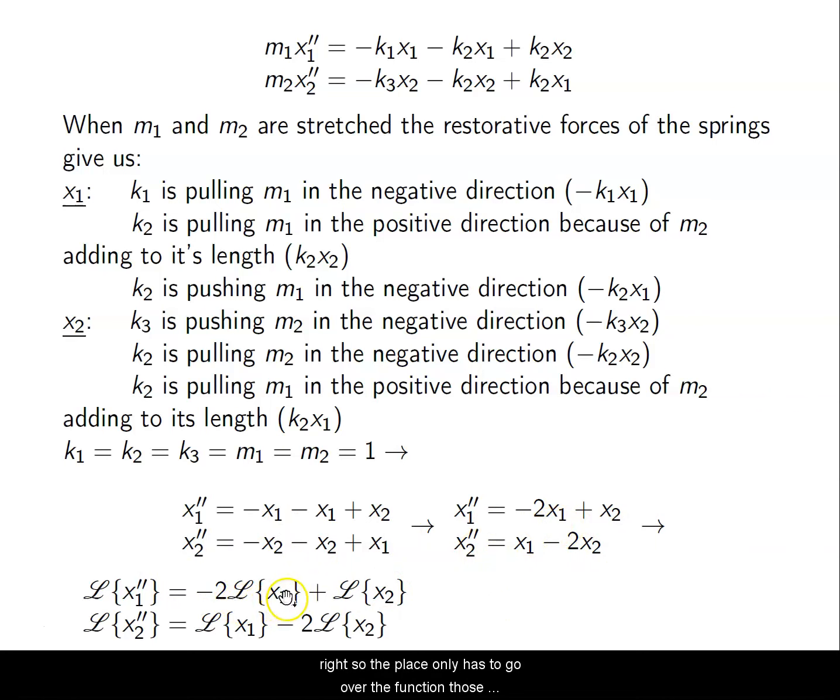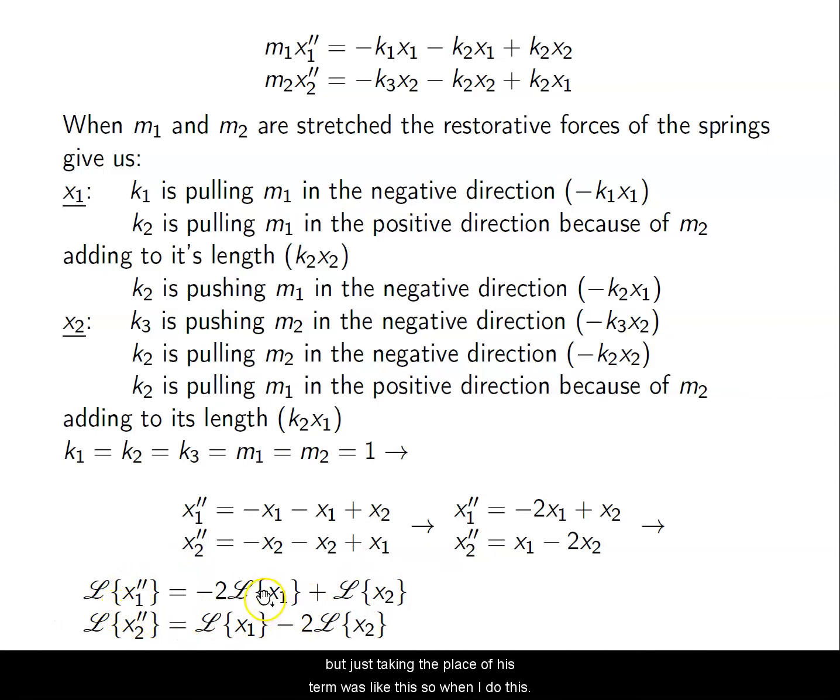So the Laplace only has to go over the function. Those constants, as we know, get to come out, right? It gets pulled out. So this is what my Laplace transform will look like. Obviously, I haven't actually transformed anything yet, right? But just taking the Laplace of each term looks like this.